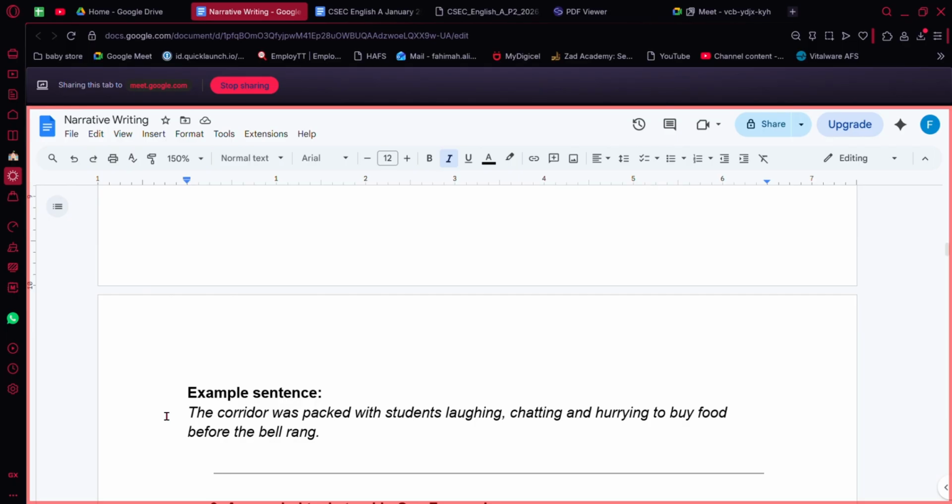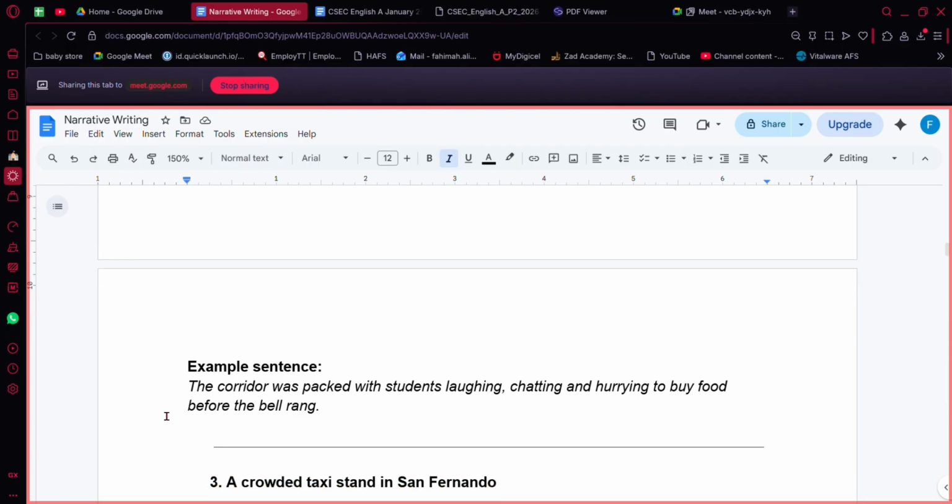You might say, the student walked through the corridor during lunchtime. And well, that's all I see, and all I see is a student walking through an empty corridor, walking to the cafeteria to buy some food because it's lunchtime. That is how I imagine that sentence. But if you tell me the corridor was packed with students laughing, chatting, and hurrying to buy food before the bell rang, I could imagine now that, alright, students running around and laughing in the corridor, everybody talking loud, people running to the cafeteria because the bell is about to ring. So when you describe your setting, your reader is able to imagine it.